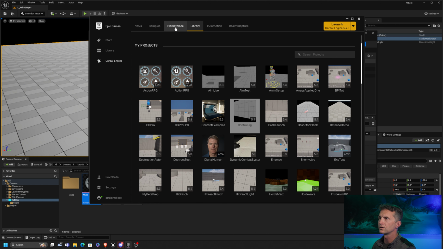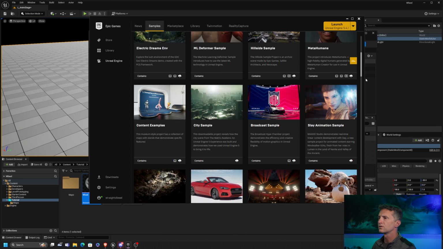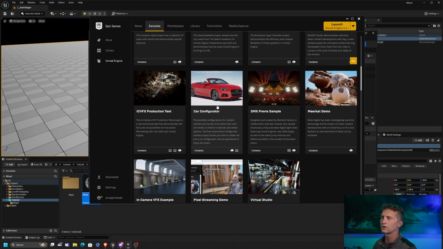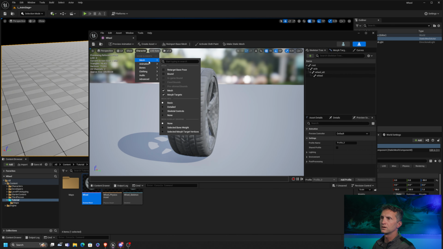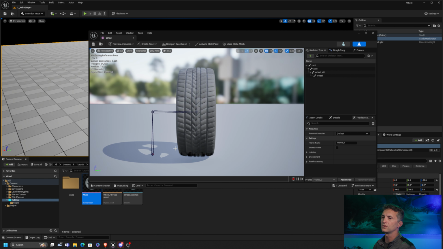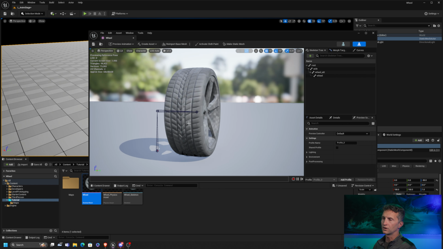Let's see here, where is it? Samples, I think it is. There's a car sample, yes. So basically this car configurator, I stole the wheel from there. If you're wondering where I got it, I pulled it into Maya and rigged it up. The thing to note is we've got just a very simple joint chain in here. So the challenge is making the wheel roll, not building an awesome car rig. So let's get to it.